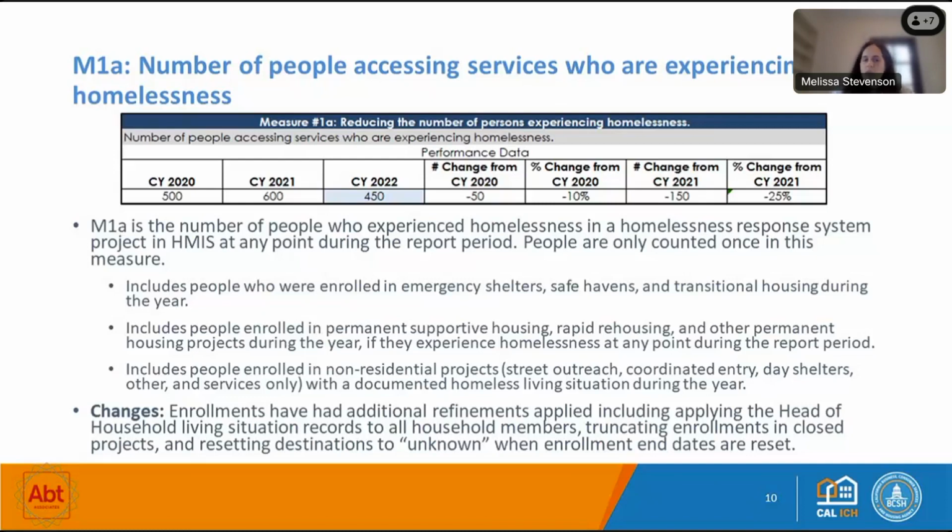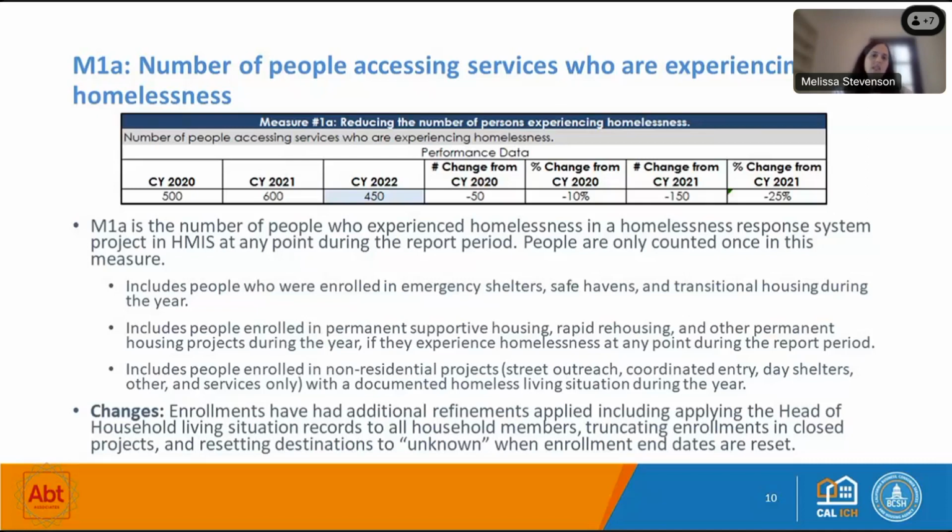That's pretty straightforward. It also includes people who were enrolled in permanent housing, and that includes permanent supportive housing, rapid rehousing, as well as other permanent housing projects. And they're only included in this measure if they experienced homelessness at any point during the report period. Meaning if they had already moved into housing before the report period started and they were housed the entire time, they are not counted in measure 1.